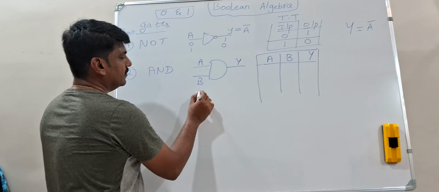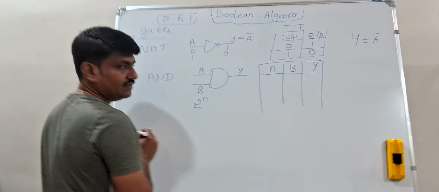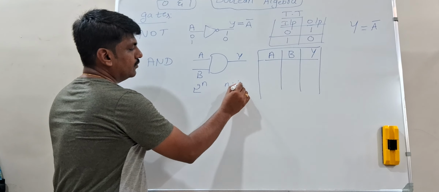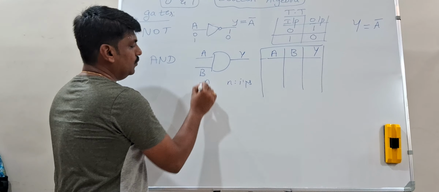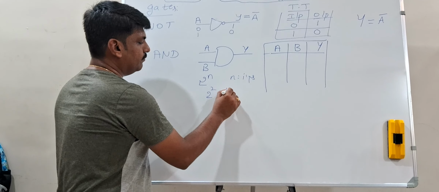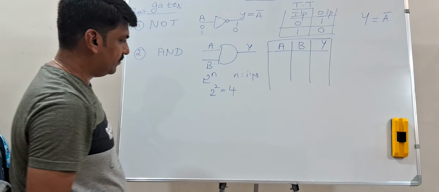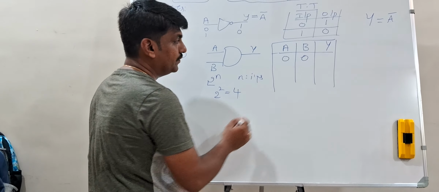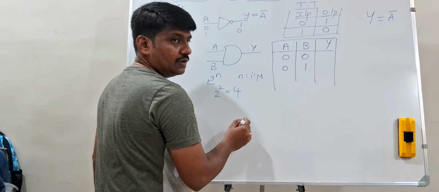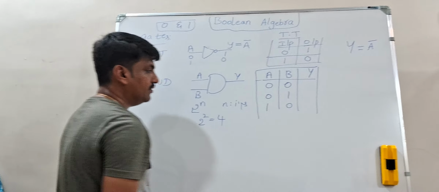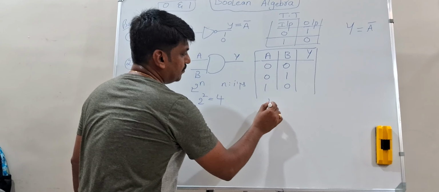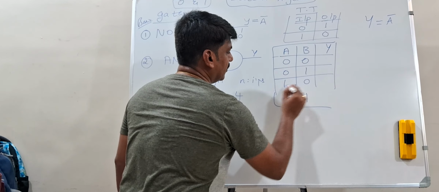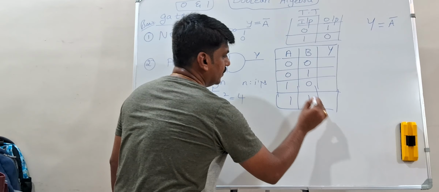We can generalize this format as 2 power n, where n means the number of inputs. How many inputs are there? 2. So 2 power 2 is 4. So we will get 4 possible combinations of zeros and ones. The first possible combination is 0 0. The second is 0 1. The third is 1 0. And the last is 1 1. So first row, second row, third row, fourth row.